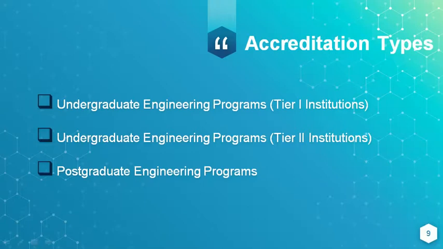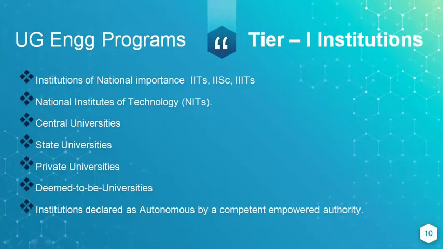For the UG program we have tier 1 institutions and tier 2 institutions, and we have a postgraduate engineering program. Basically they provide this accreditation to engineering institutions, and there is also provision for diploma, and sometimes pharma also. Basically they concentrate on engineering UG and PG education. So now let us look at what tier 1 and tier 2 are.